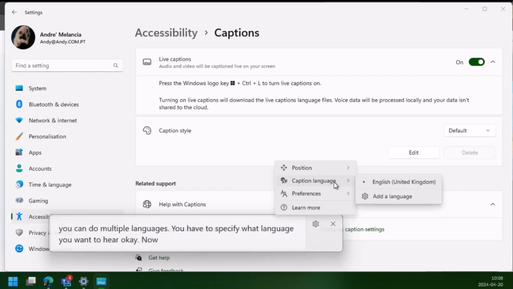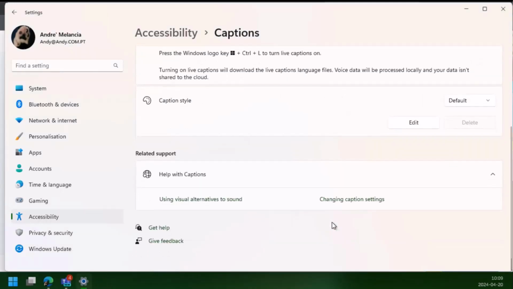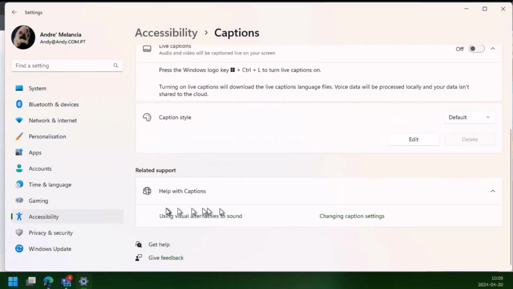Now, one of the things that I've been doing this session is we still have about 10 minutes, but I've shown you some technologies, but I haven't really told you what technologies are behind this, okay? The actual names of things, because you can actually develop things yourself that use these kinds of technologies. It is actually very, very easy. So I will spend the next minutes doing that. So anyway, visual alternatives to sounds, etc.